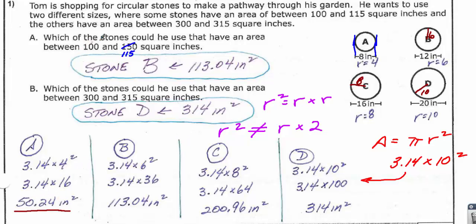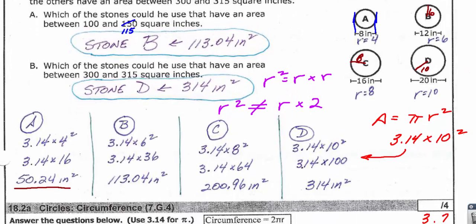Then we matched and saw which ones work. 50.24, that's not between 100 and 115. Remember, one of the things we talked about, give myself a little space right here. We talked about thinking of this as a number line. Here is 100. Here's 115. Let's jump all the way out here and make that 200. Let's keep going, make that 300. 315. And then we're looking at which ones fit in between.